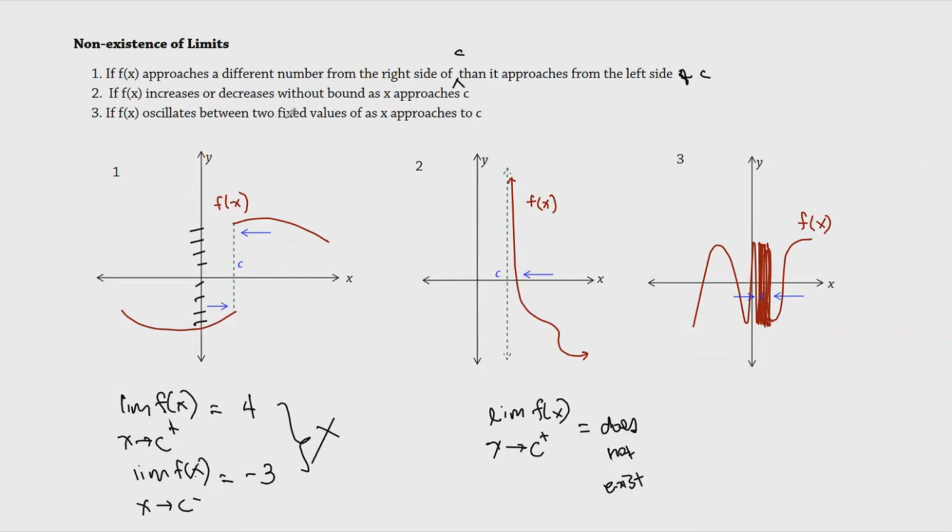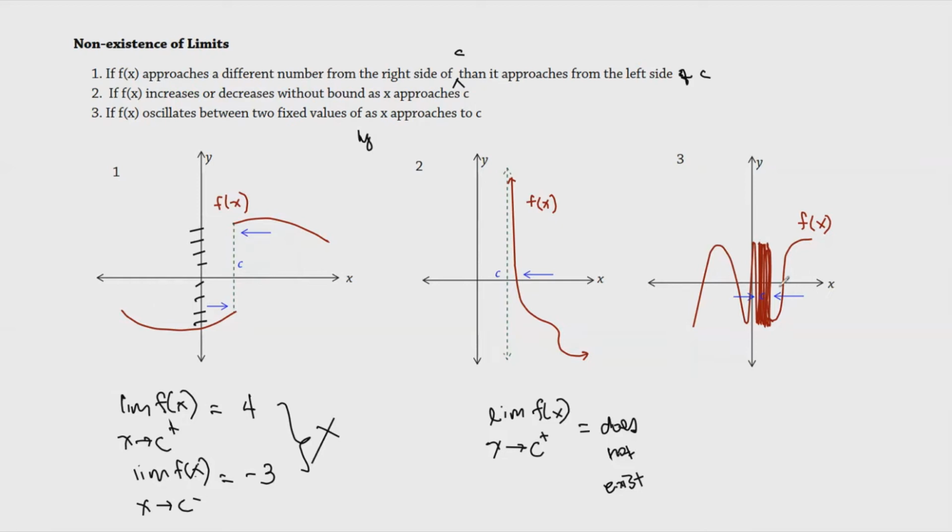Now this one, number 3, is a much more rare case. If f of x oscillates between two fixed values, it should be two fixed values of y or L, something like that. Let's just use y. Two fixed values of y as x approaches c.